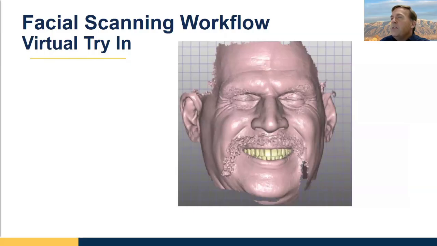So with this, if you do a virtual try-in, you can really do a 2-appointment denture. So you do all the records we talked about plus a facial scan at the first appointment. Your laboratory does the design, sends it to you, you review it, maybe review it with the patient, make any changes that are needed, and then go to process.